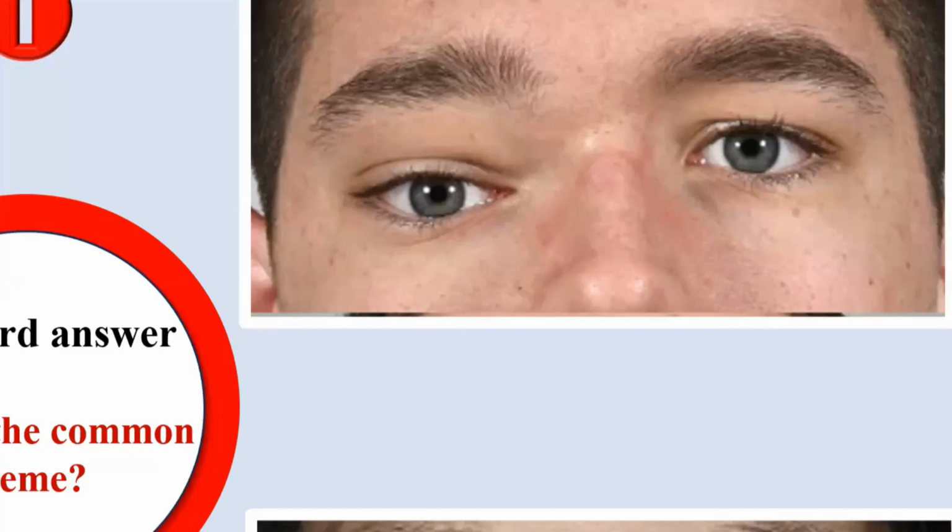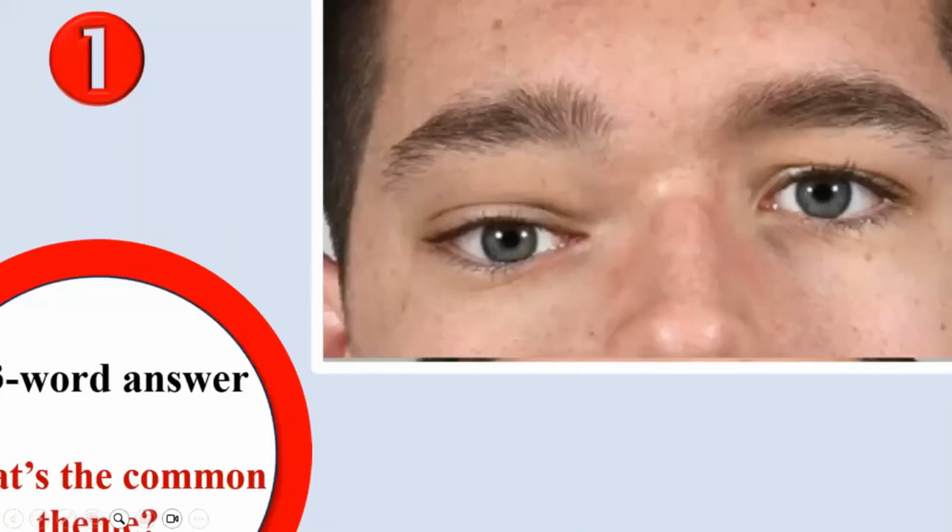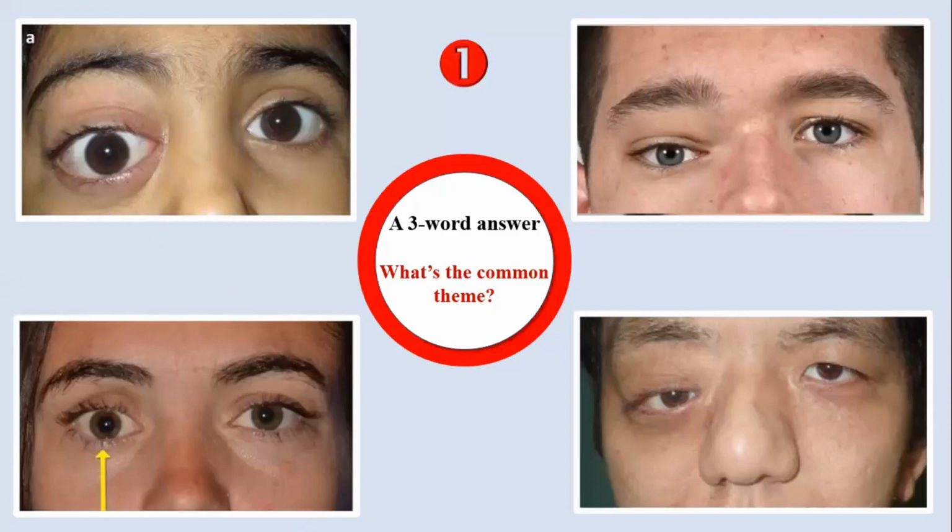Okay, the eye here is totally shifted downward on the right side. So this is a case of inferior dystopia. And according to the reference, it is due to something called fibrous dysplasia. Okay, let's see the last one.